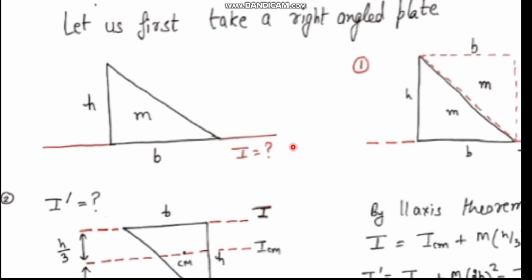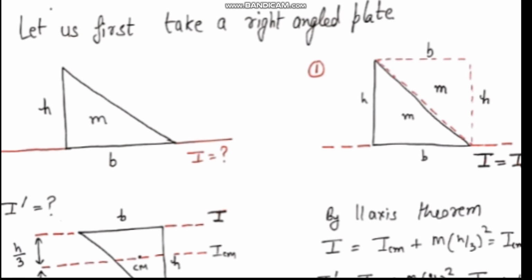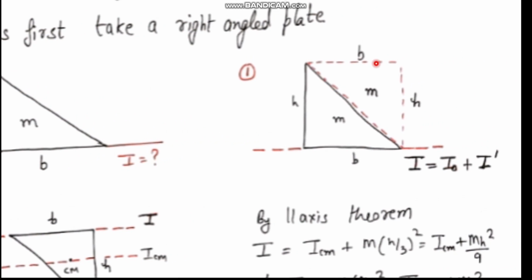Now to find the moment of inertia about this edge, what I do is I take another similar plate and place it over here like this. The mass of the original plate that we had was m. We take another similar rectangle plate of mass m and place it over here so that I obtain a rectangle. And suppose the moment of inertia of this whole rectangle about this edge is I.